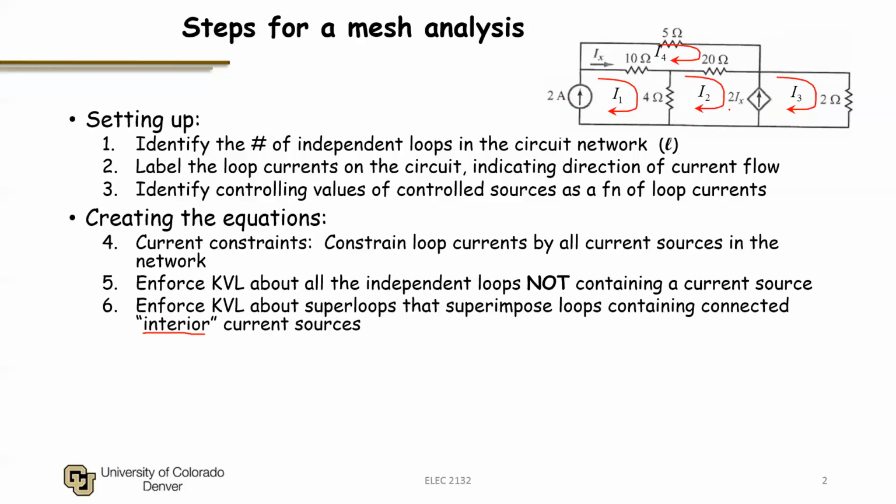However, this 2IX is an interior source because it contains loop currents I2 and I3, and therefore I would have to form a super loop. What we mean by connected interior current sources: if I had another current source, for example, on this 20 ohm, then these two would be connected as they would be sharing a node, and I would have to form a super loop.